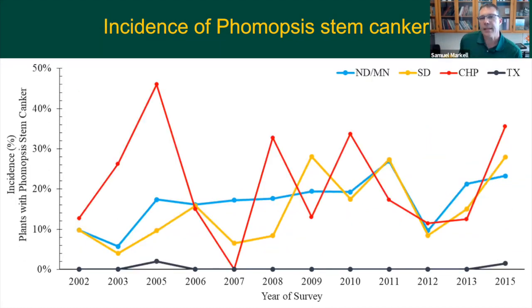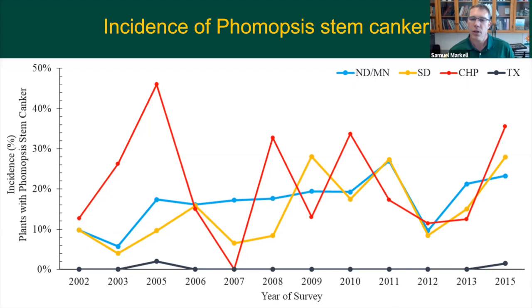This is the incidence, so this is a little different. The first one, the prevalence, was how common it was: how many fields had it. The incidence is essentially how severe it is in the field: how many plants we are seeing that actually have this. And you can see it's relatively consistent with a slight upward trend.